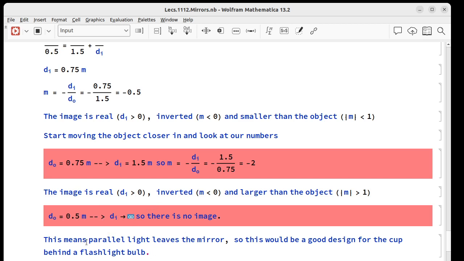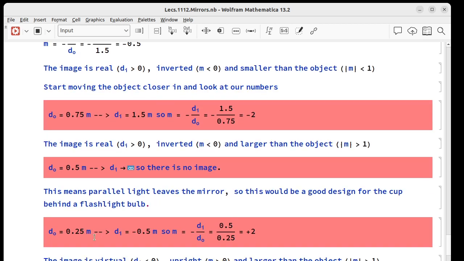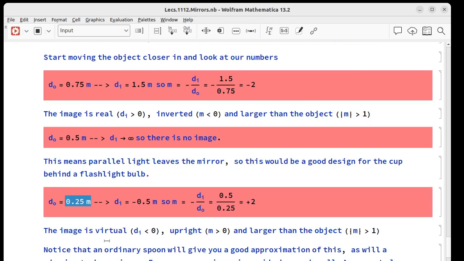What if we get even closer than the focal length? So now object distance is 0.25 meters, but we still have the same focal length. When we solve for di now, we get negative 0.5 meters. That negative image distance means we have a virtual image. It will also be upright because the magnification, we now have the negative of a negative, so we get plus 2. So the image is virtual, upright, and larger than the object.